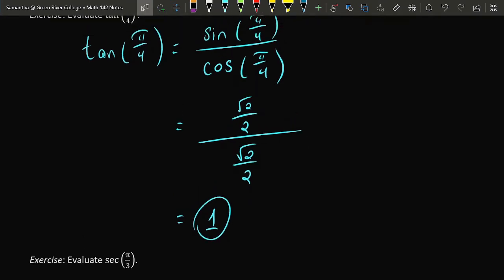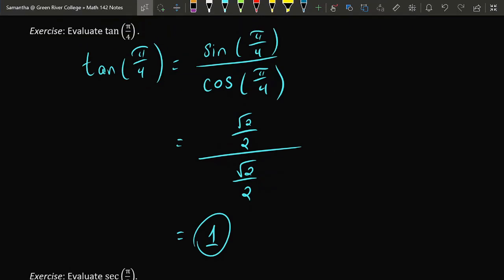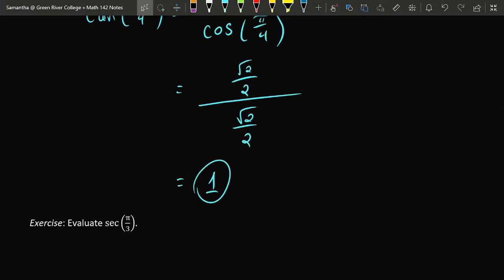So the value of tangent of pi over 4 is equal to 1. We really didn't have to do anything that different from what we've done before. We just had to go to the unit circle, pull the values of sine and cosine at pi over 4, and then put them into this fraction and calculate the value of the fraction. That's how we can figure out tangent.